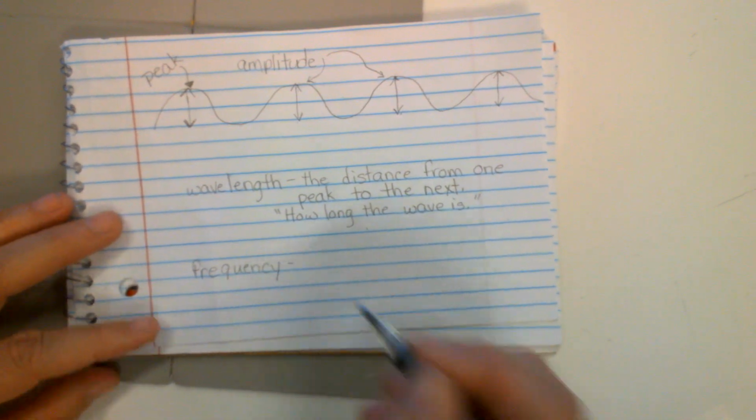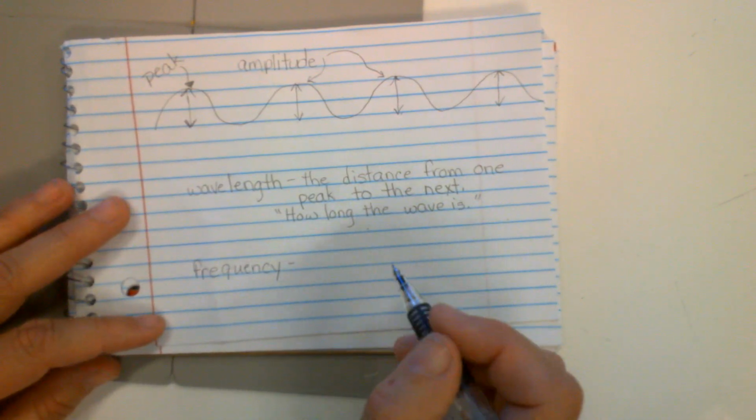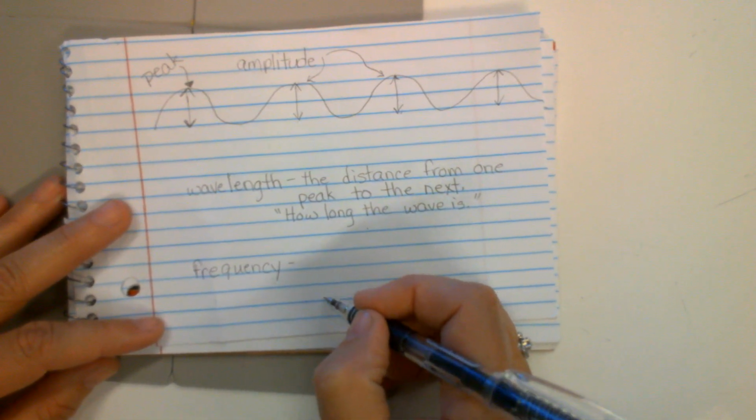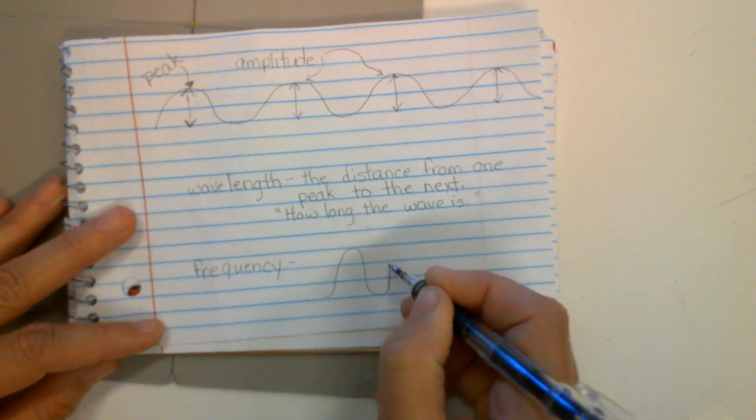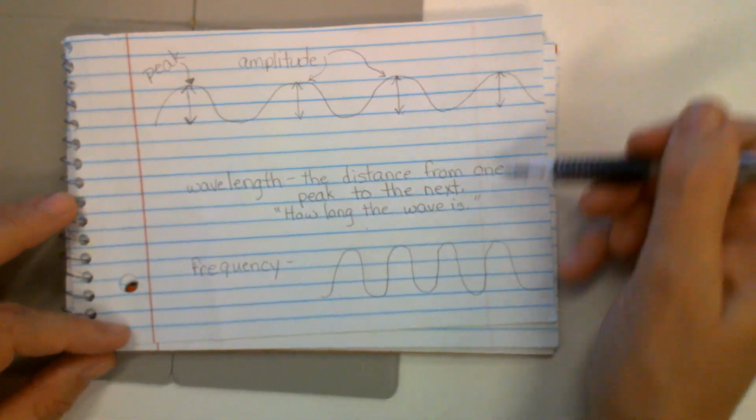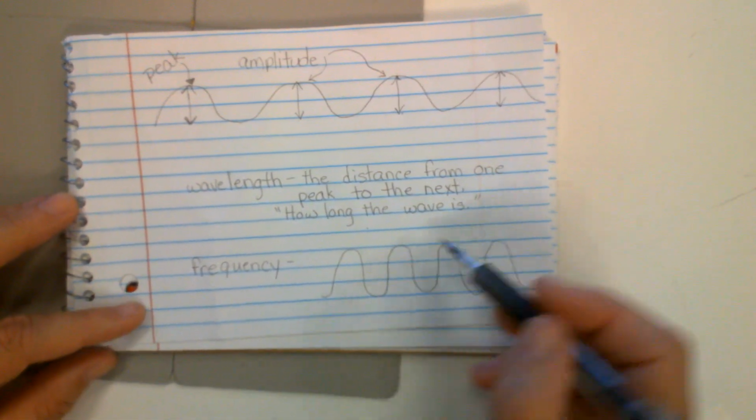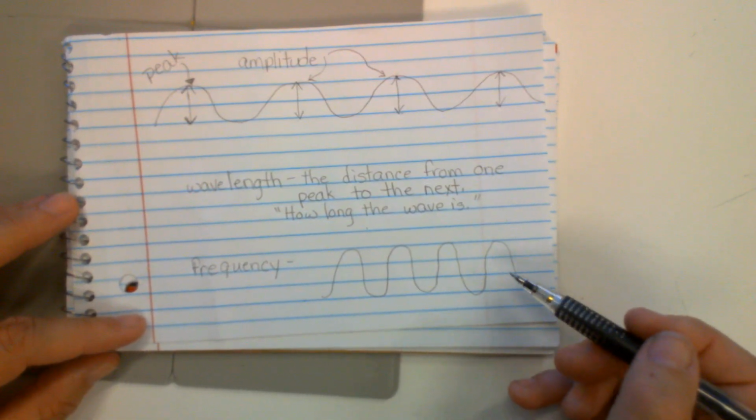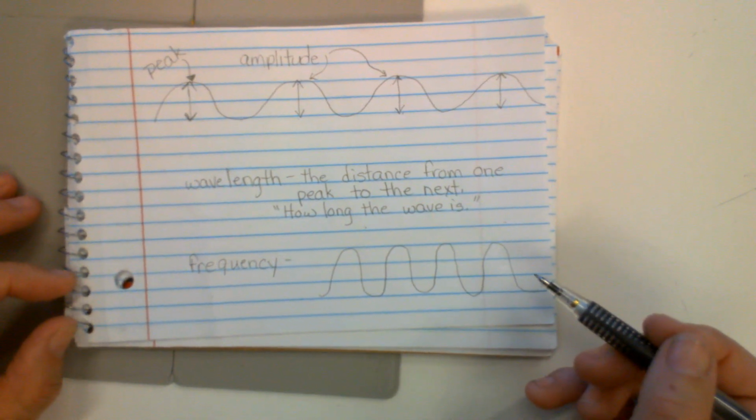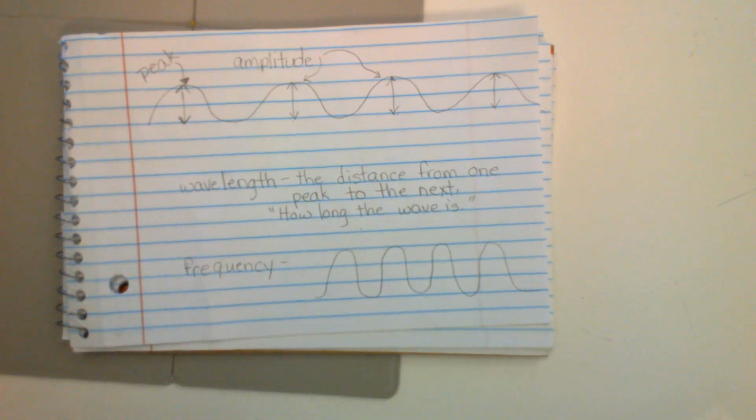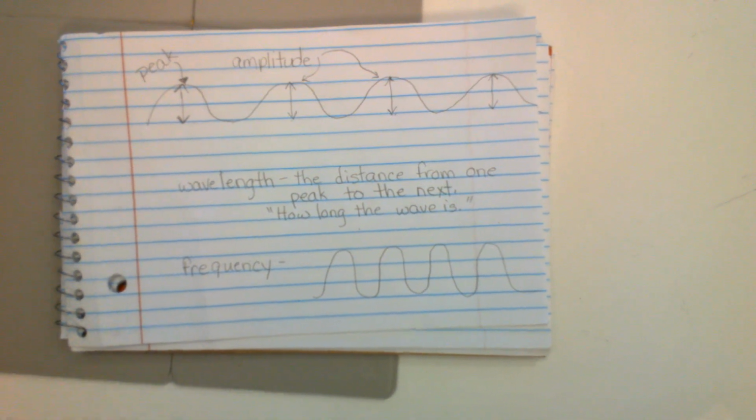Okay, so we're going to draw a different wave, and this time we're going to make it more like this. So it already looks different from that one, doesn't it? The more waves there are, the higher the frequency is. When the frequency is high, there are a lot of waves in the sound. When the frequency is low, there are only a few waves.